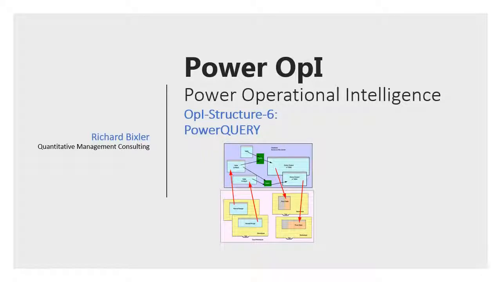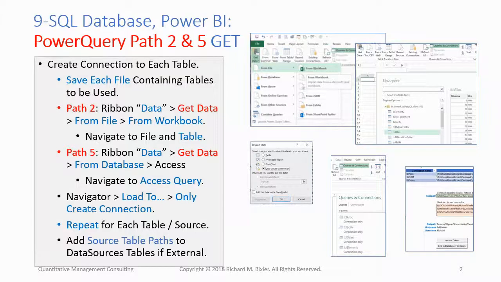This is OPI Structure Part 6, PowerQuery. When we have project data, for PowerOpI in my case, in Excel structured tables, we can use PowerQuery instead of using Excel data connections we used earlier for a similar result. Make sure to save each workbook containing the tables.